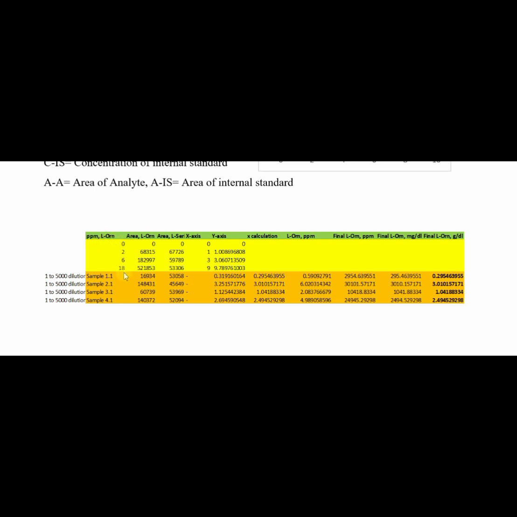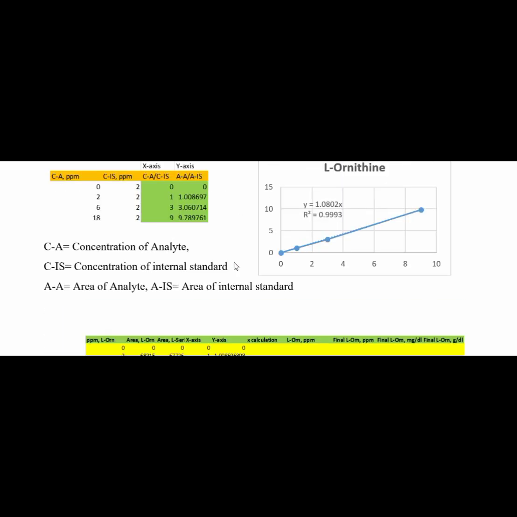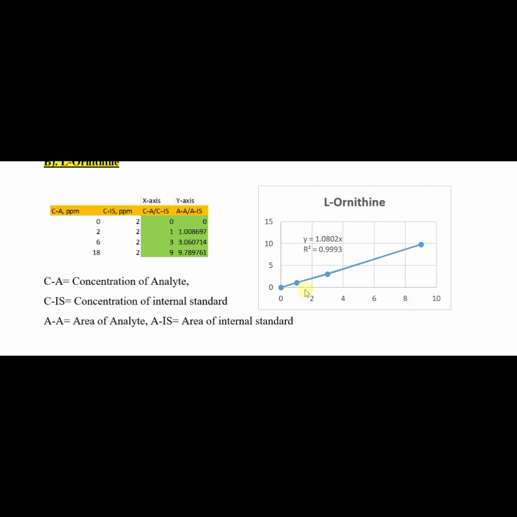L-ornithine ppm 0, 2, 6, 8, HPLC area of L-ornithine, these are the values. Area of L-serine, these are the values. The x-axis was obtained by dividing the ppm of L-ornithine by the ppm of L-serine, that is internal standard, so it comes to 0.139, and y-axis was determined by dividing L-ornithine area by L-serine area. So these are the values, and then the standard graph was plotted.